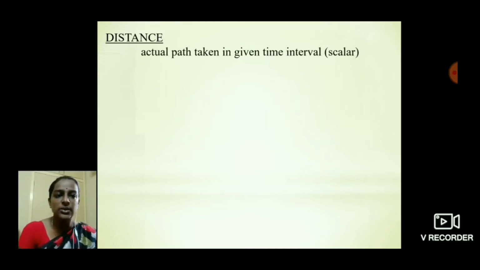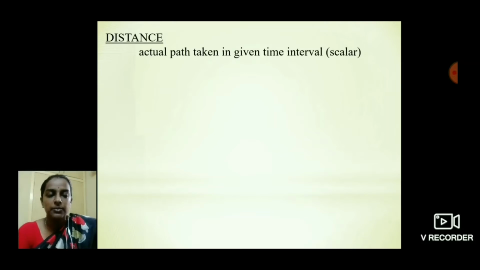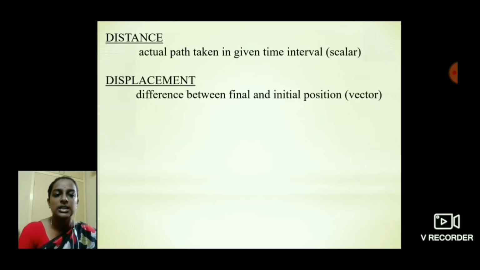Next is the distance. Distance is the actual path taken by the object in a given interval of time, and displacement is the difference between the final and initial position. Distance is a scalar quantity and displacement is a vector quantity. Displacement can also be defined as the shortest path taken by the object.